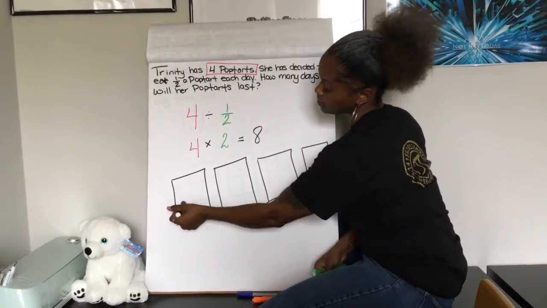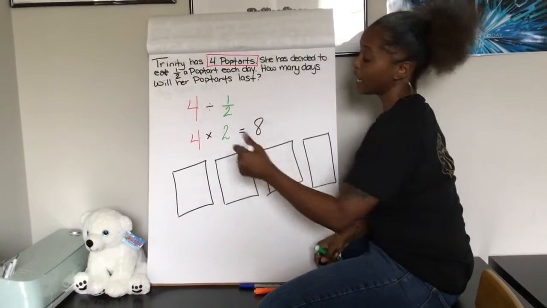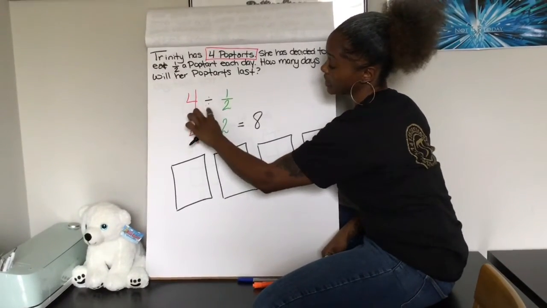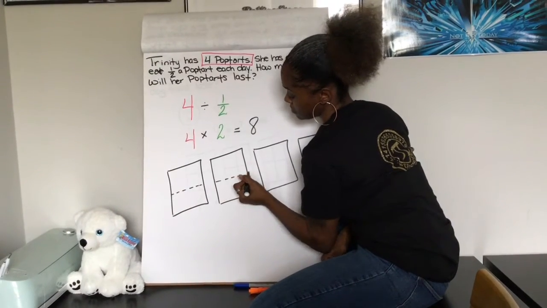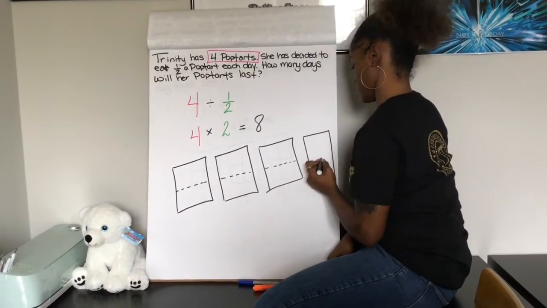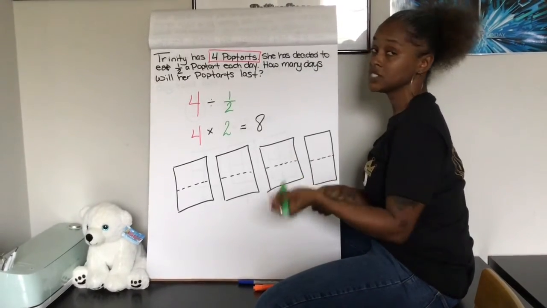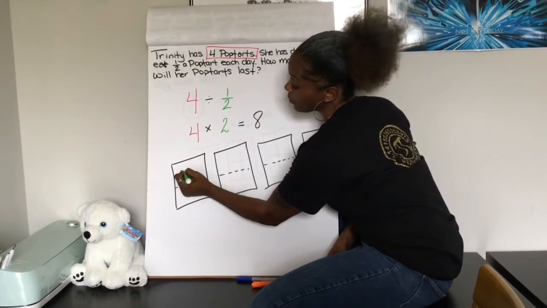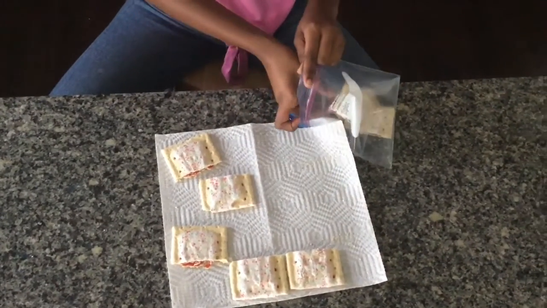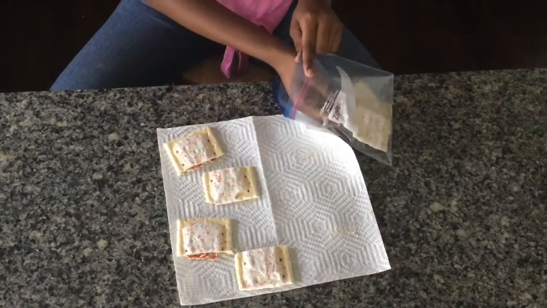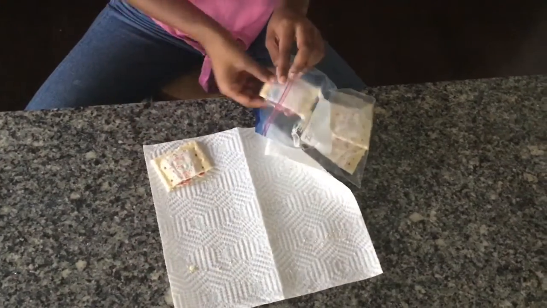Let's look. So I have my 4, 1, 2, 3, 4, and I'm going to partition them into halves. And Trinity's eating how much? She's eating half of a Pop-Tart each day. So how many days is that? Well, that's 1, 2, 3, 4, 5, 6, 7, 8 days.